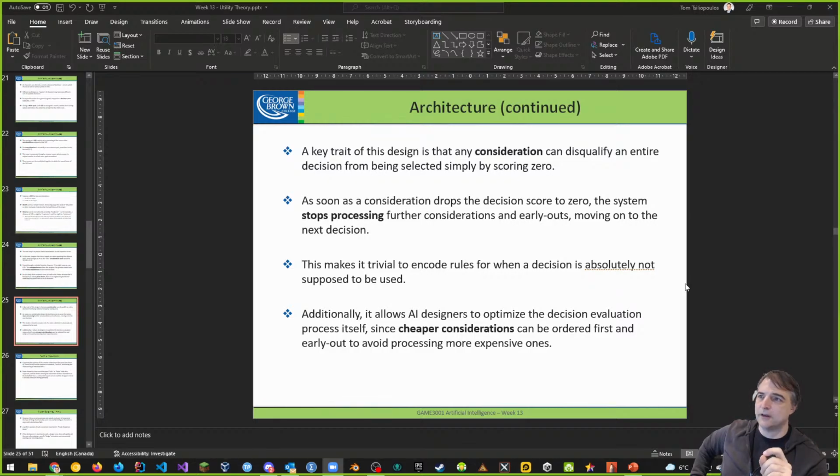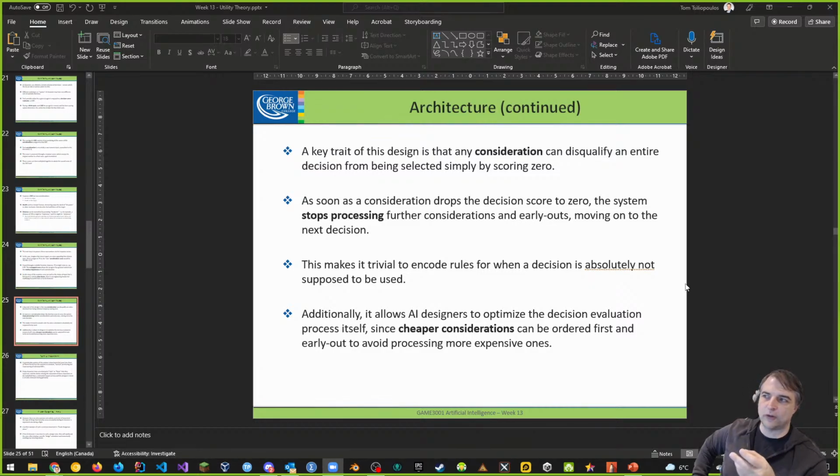Any consideration can disqualify an entire decision from being selected simply by scoring 0. So that's something that can be there as well. Some considerations, as an example, it doesn't make any sense to go further if we try and do so.